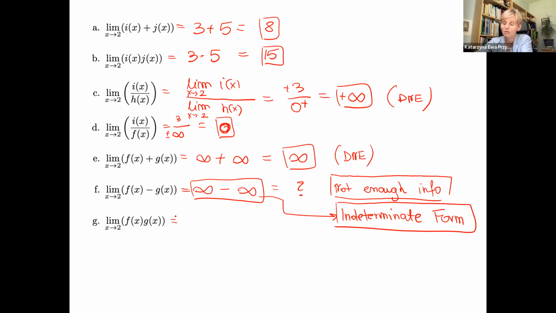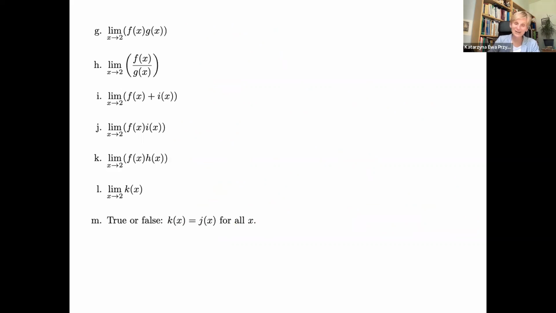And now, the limit of f of x is infinity. The limit of g of x is infinity. And actually, a big number times another big number is a big number. That's not a problem. Addition is not a problem. Multiplication is not a problem. Subtraction is a problem. Okay, and the final page of this beautiful, sweet and short session is this one.